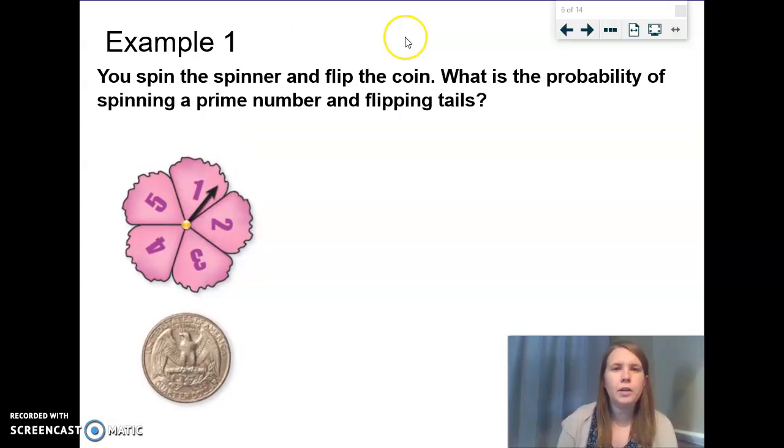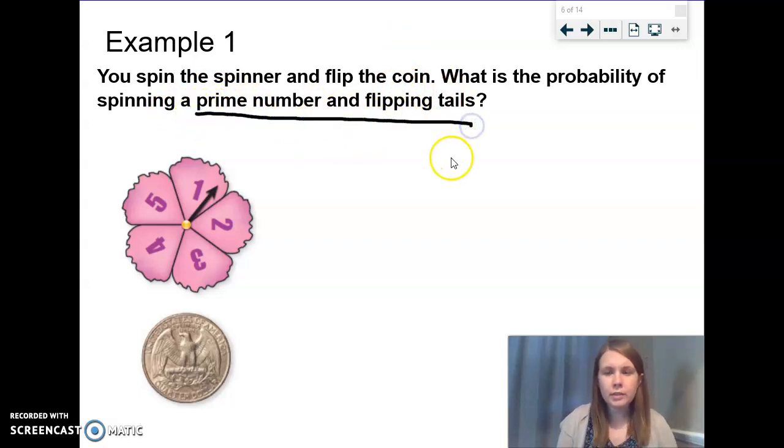So as you spin the spinner and flip the coin, what is the probability of spinning a prime number and flipping tails? These are two separate things. It doesn't matter what you spin on here, the coin is going to flip however it wants. Or if you start with the coin, it's going to flip however it wants, and then you spin the spinner and the spinner is going to do whatever it wants. So we want to know the probability of spinning a prime number and flipping tails.